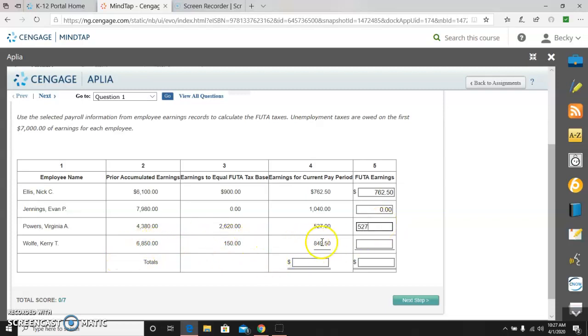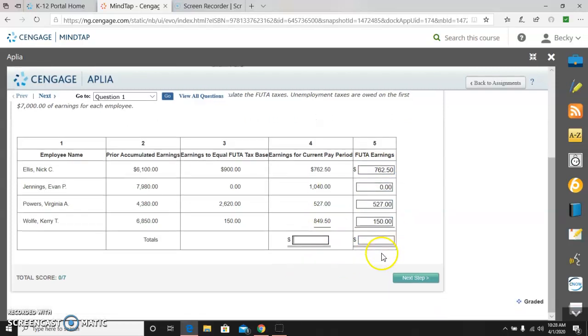And then for Cary, they only have another $150 that was taxable to get them to the tax base, so only $150 out of that $849 is taxable. And then, because we're going to need both of these numbers, we go ahead and total those columns. So the total earnings for the period is $3179, and the FUTA earnings is $1439.50. So that's just adding up all the numbers up above and up above. Okay, so then we go to the next step.